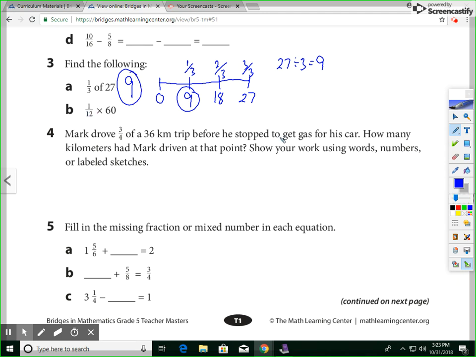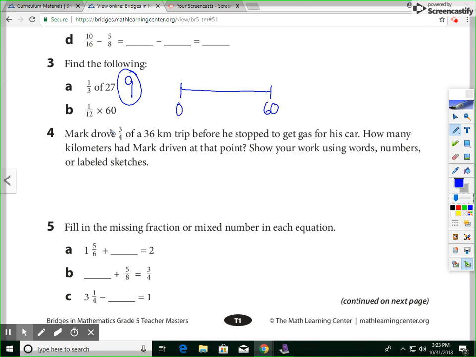1/12 of 60. So we can clean this up. We can do the same way. Number line here. This time it's worth 60. And we're dividing it into 12 equal parts. So it's going to be really hard to figure out how to divide this into 12 equal parts. So we can have half, fourths, eighths. But if we keep doing that, we're not going to get right to twelfths, which is going to be kind of difficult.